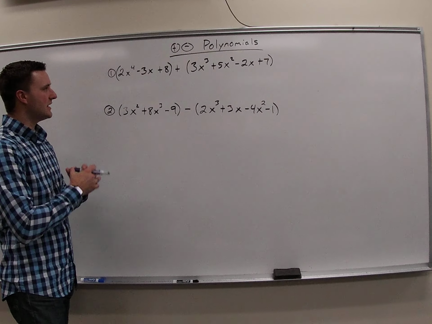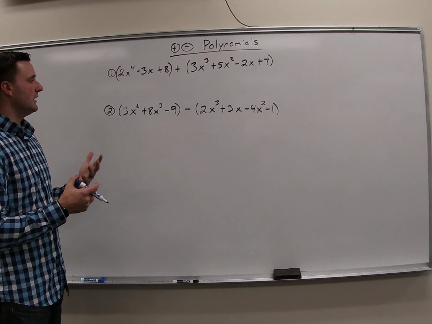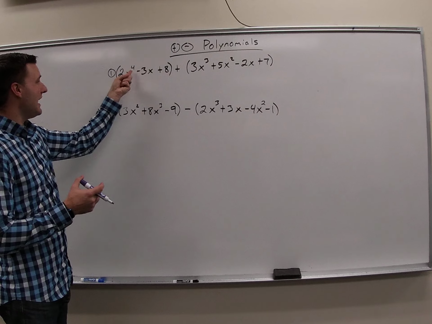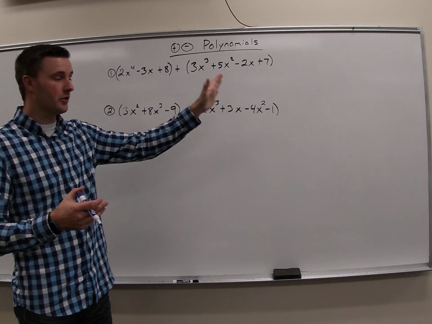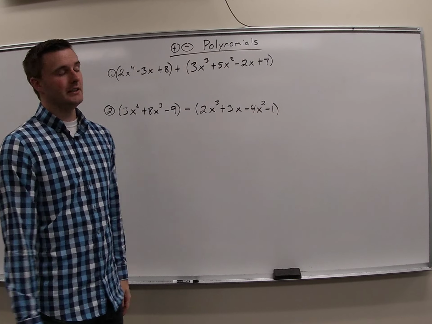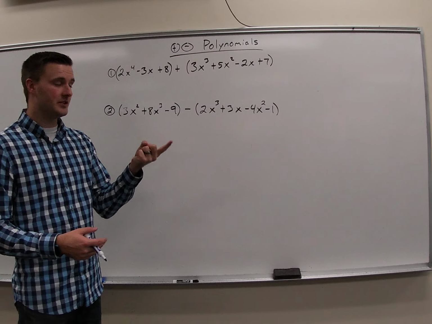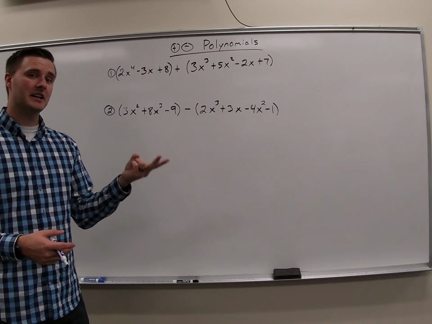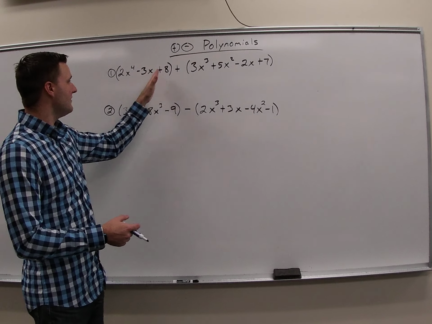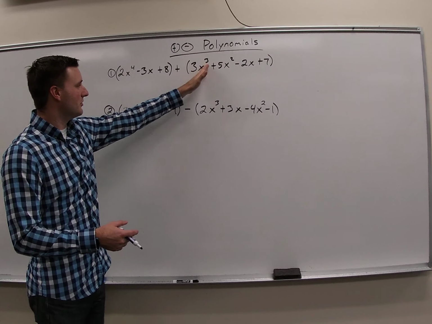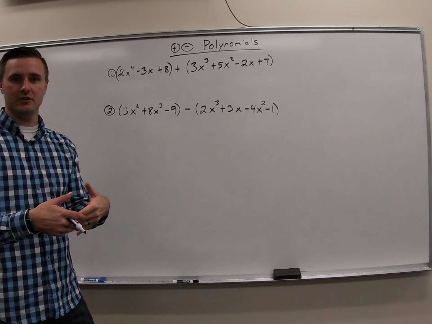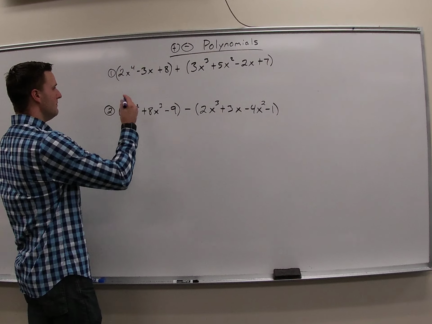Now keep in mind standard form. Standard form says that I want to write it with the highest exponent first, all the way in order down to your constant. And when we combine like terms, they have to have not only the same variable, the same letter, but they also have to have the same exponent. So even though all of these have x's, some have x to the third, some have x to the second, so I can't combine those together. All right, so let's go ahead and take a look.